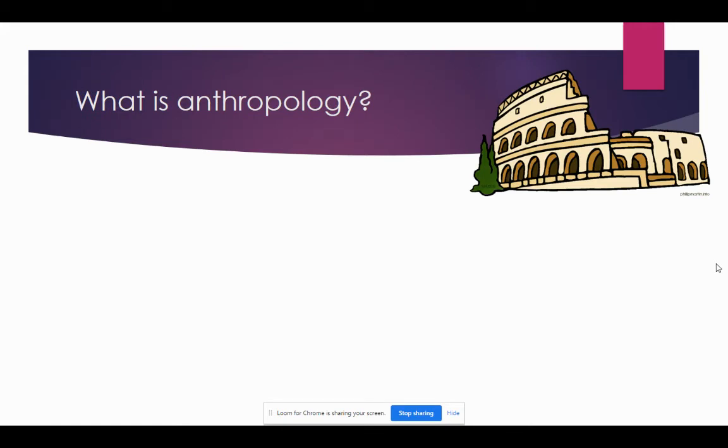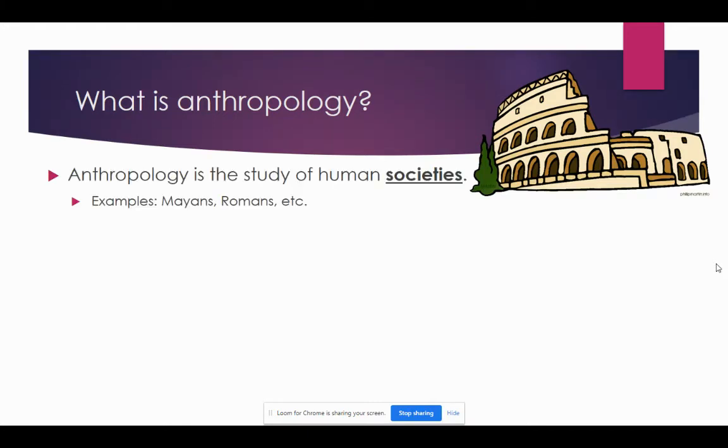Now, you might not have heard of anthropology before. We haven't really seen too many examples of that, unlike history and archaeology. Anthropology is the study of human societies, so they try to look at groups of people as a whole. Examples of this would be the Mayans and their civilization in Mexico and Central America, the Romans in Europe, and many more.